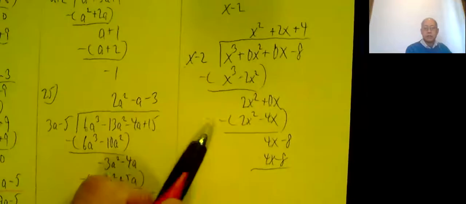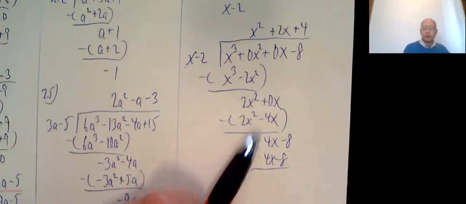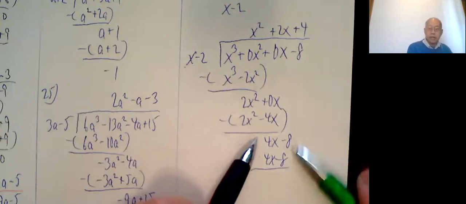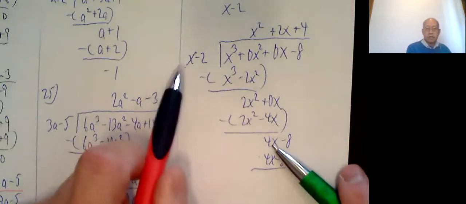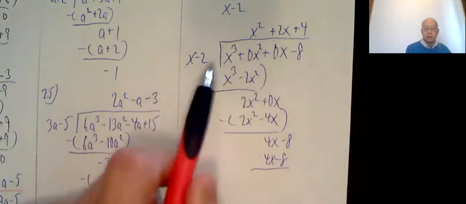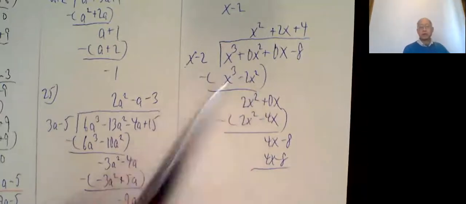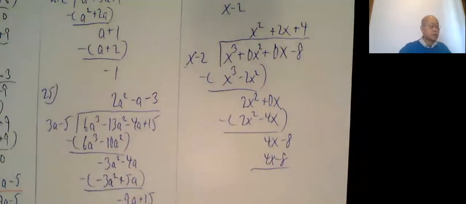Subtract. 2x squared minus 2x squared is nothing. 0 minus a minus 4, positive 4x. Bring down the negative 8. Start again. How do you go from x to 4x plus 4? 4 times this whole thing, 4x minus 8. No remainder. So that's my answer. All right, so this was section 5.8.